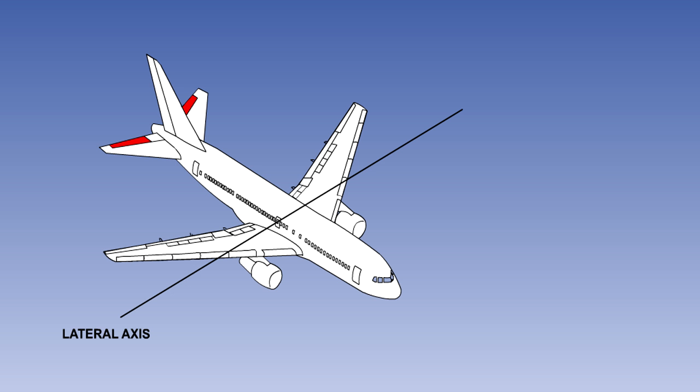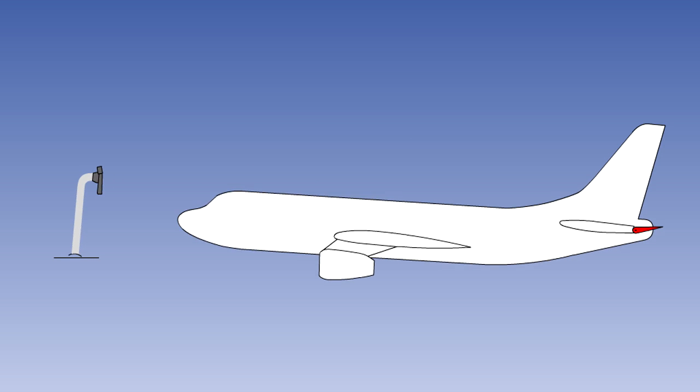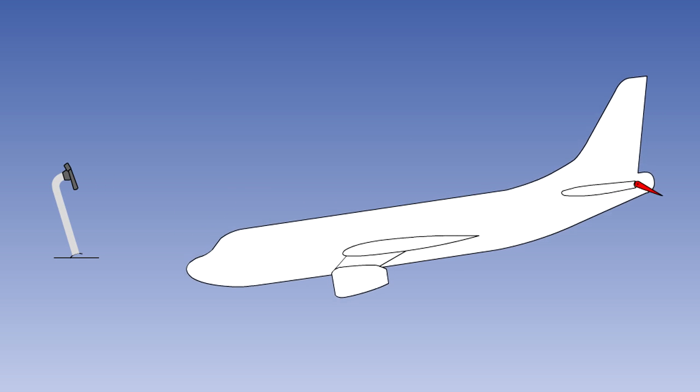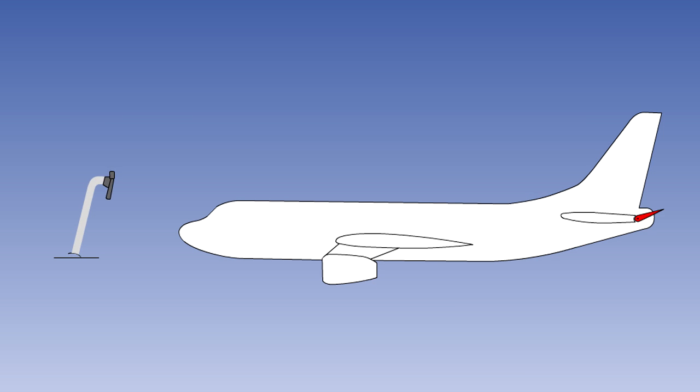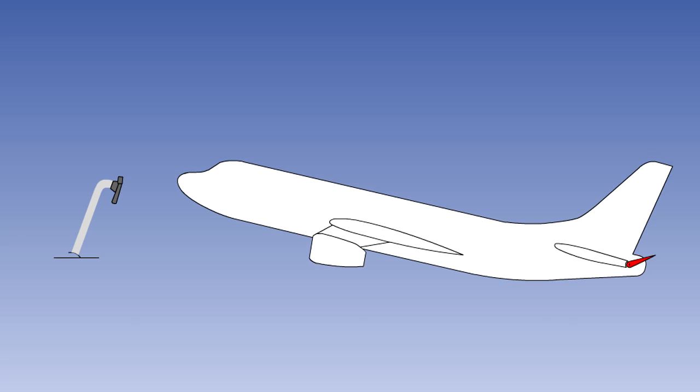The aircraft pitches about its lateral axis. Pitch control is most commonly achieved by the use of elevators. The elevators are controlled by moving the control wheel or control column fore and aft. Pushing the control wheel forward lowers the elevator and the aircraft pitches down. Pulling back on the control wheel raises the elevator and the aircraft pitches up.